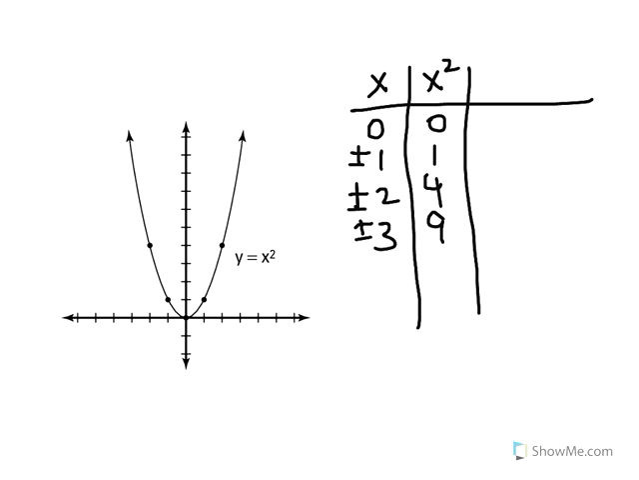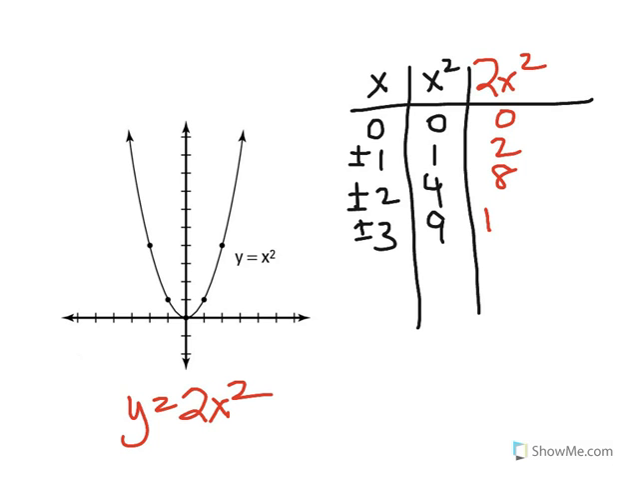Now let's consider what happens if we apply a coefficient to the right side of this equation. Instead of having y equals x squared, let's consider what happens when we have y equals 2x squared. Well, the effect of doing that doubles all the y-coordinates. So we need a column that doubles all the values for x squared. So 2 times 0 is 0, 2 times 1 is 2, 2 times 4 is 8, and 2 times 9 is 18. Our new parabola, then, will look like this.